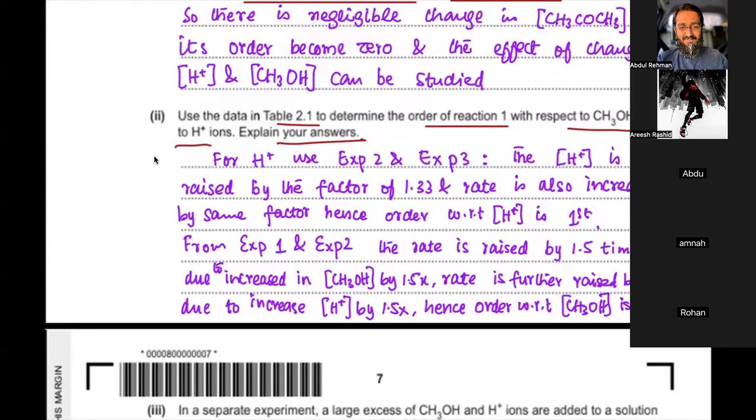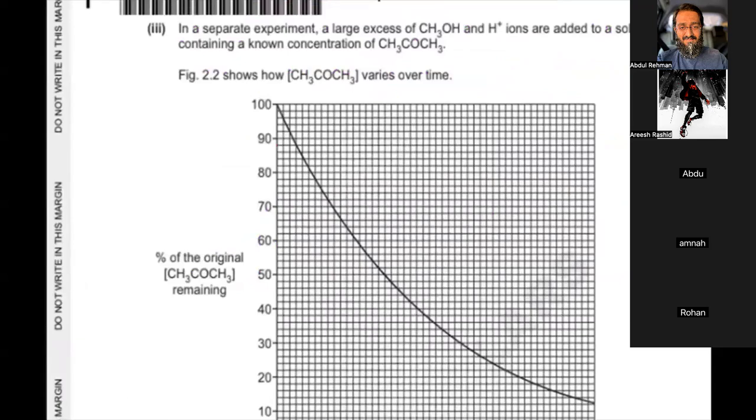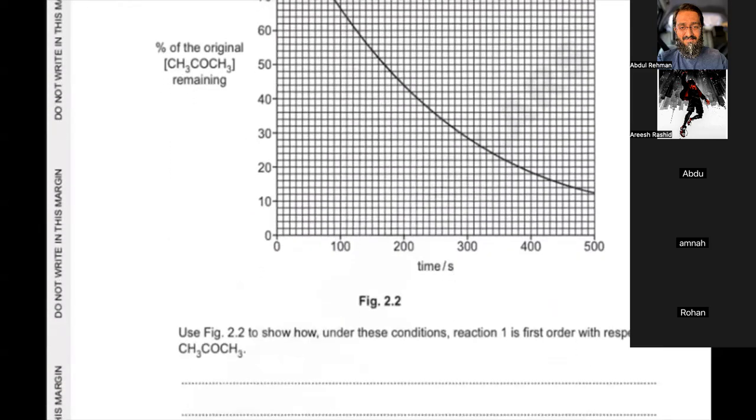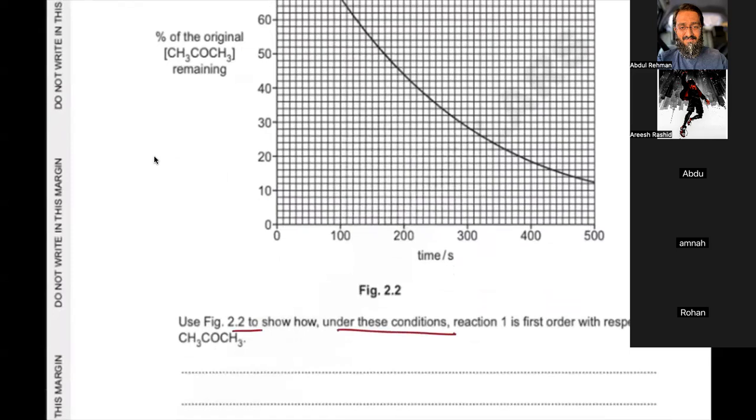Now, in a separate experiment, a large excess of methanol and hydrogen ions are added to the solution containing a known concentration of propanol. So see, in this experiment, these two are in large excess. So it means these two are going to have a zero order, right? Figure 2.2 shows how the methanol concentration varies over time.